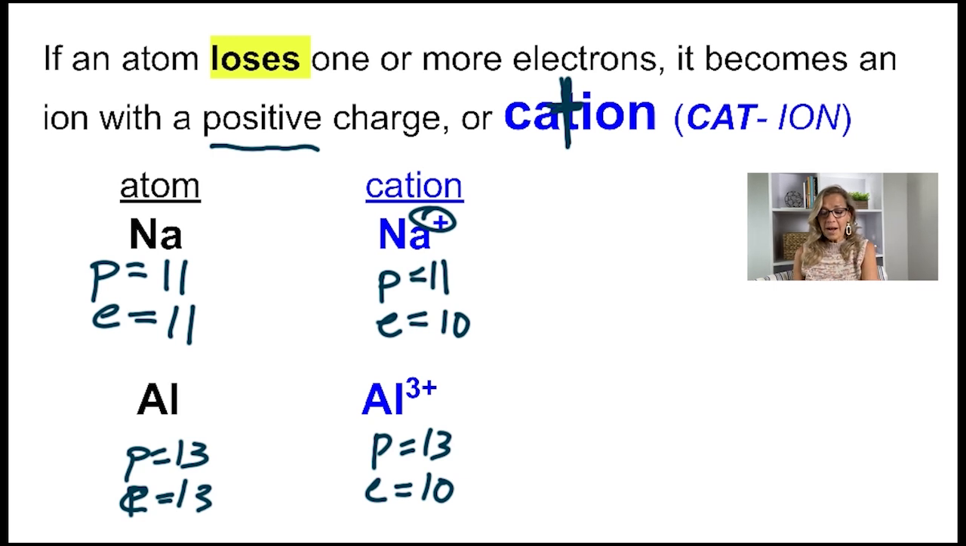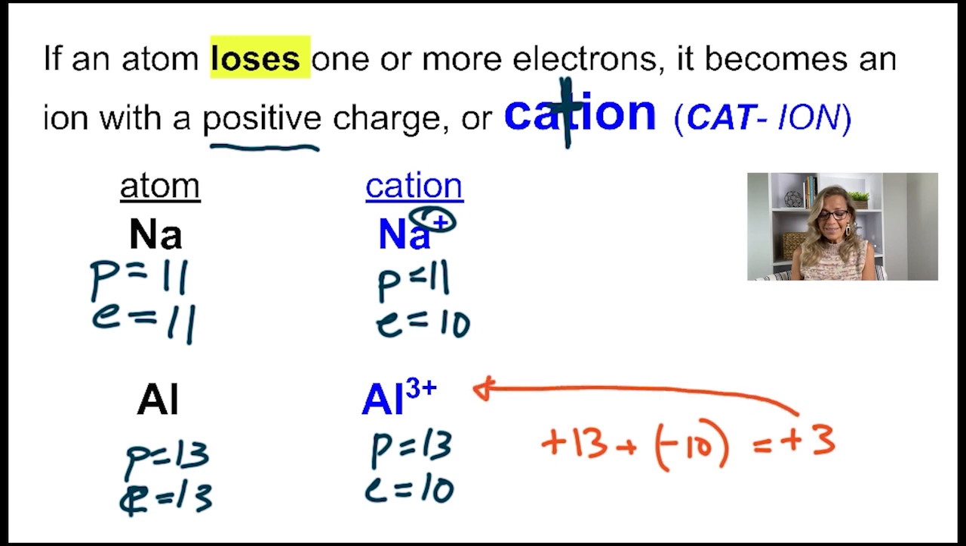So let me show you how you calculate charge. I have 13 positive particles. I have 10 negative particles. What's the net? Okay, and so that charge we generally write as 3+. So we have 13 protons and only 10 electrons.